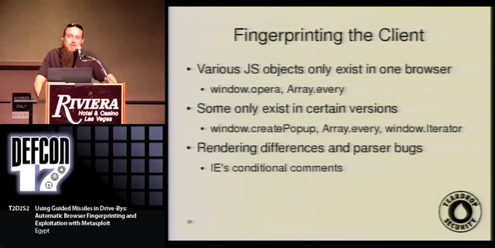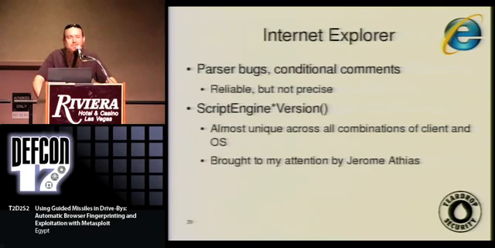Another method for figuring out what the client is, used often by web developers, is IE's conditional comments, parser bugs, and rendering differences. So there's an example in IE 6 or older. You could put a backslash in front of the star at the end of a comment, and IE 5.5 would not treat that as the end of a comment. So you could have a bigger comment for IE5 than for everybody else, and use that to determine that it's definitely IE5. The problem with this is it's not really precise.